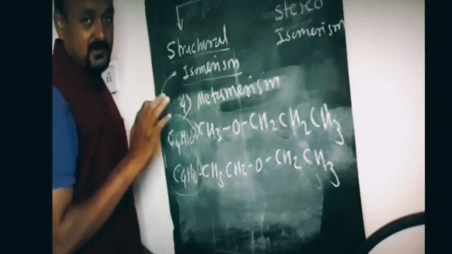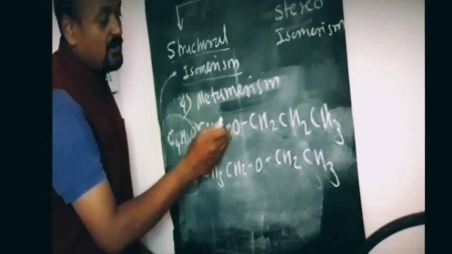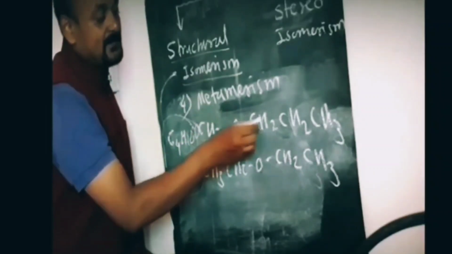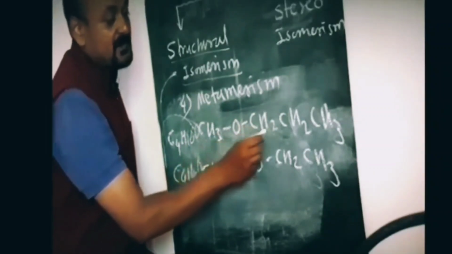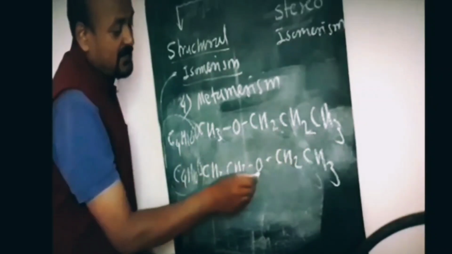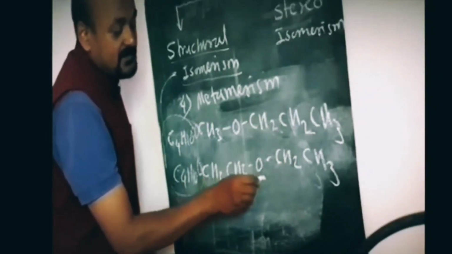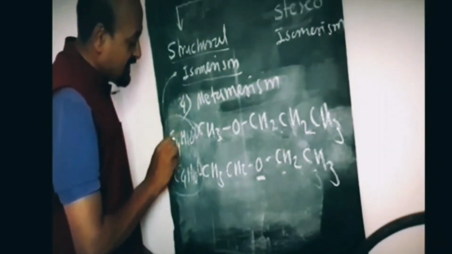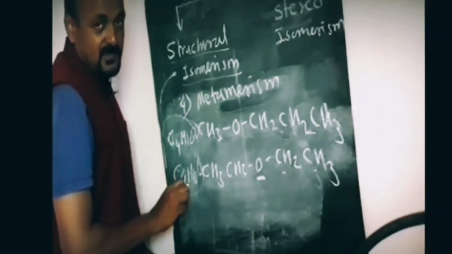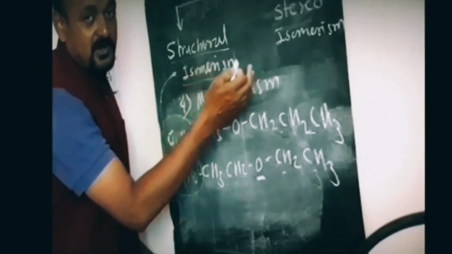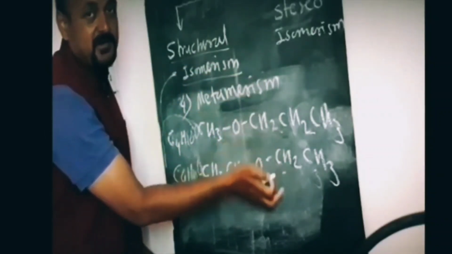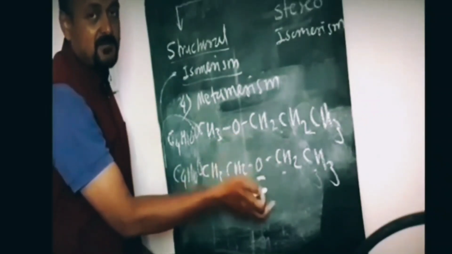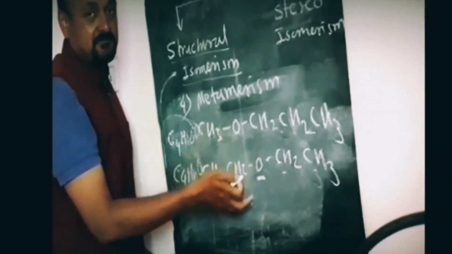But what is the difference? The number of carbon atoms on either side of the functional group is different. For example, here on the right hand side of this functional group, there are 3 carbons, whereas here on the right hand side of this functional group, there are 2 carbons. That means compounds having the same molecular formula, but the number of carbon atoms on either side of the functional group is different. So such isomers are known as metamers, and this phenomenon is known as metamerism.